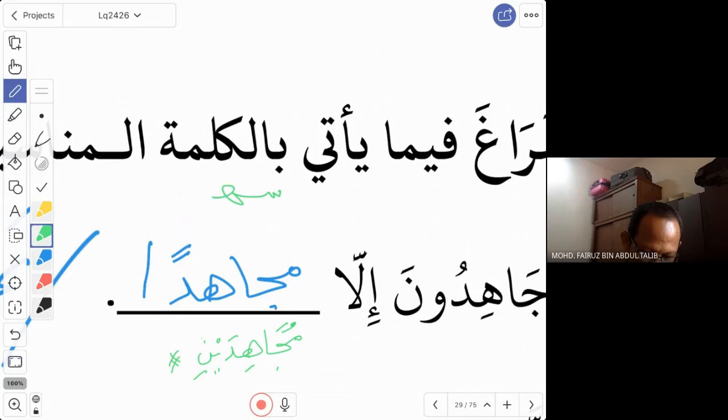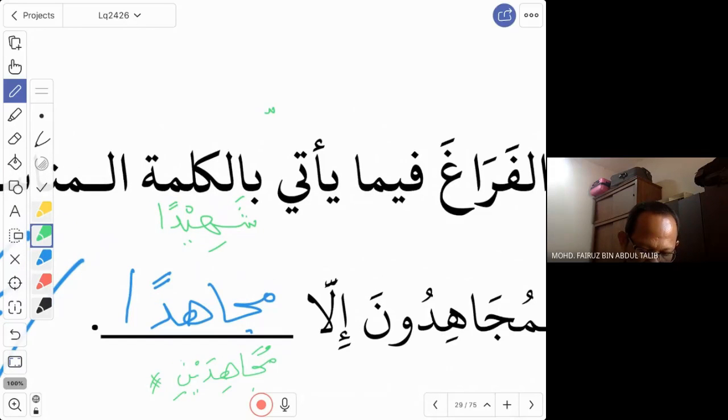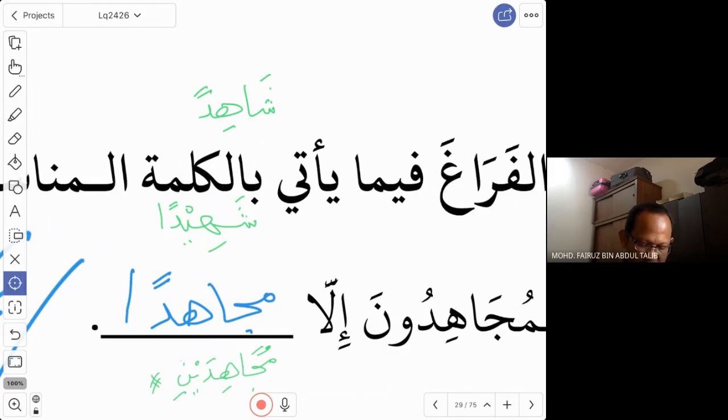Syahid, except one who died, the one who has died, syahid. Illa syahidan. Can? Yes, you can say that. Raja'al mujahiduna illa syahidan. One syahid. So the word is syahid, which is different from shahid the witness. Shahid is the witness. Shahid is also the person who died in the cause of Allah. Yes, syahidan, you can have that as well.